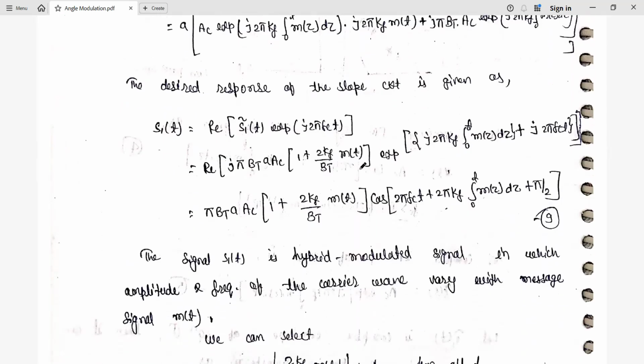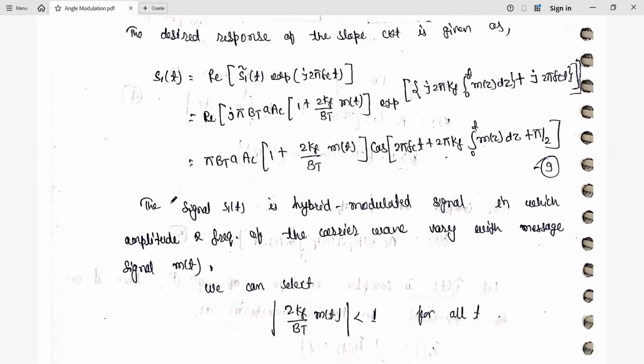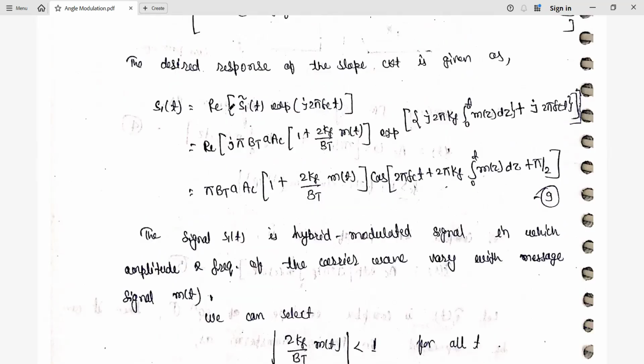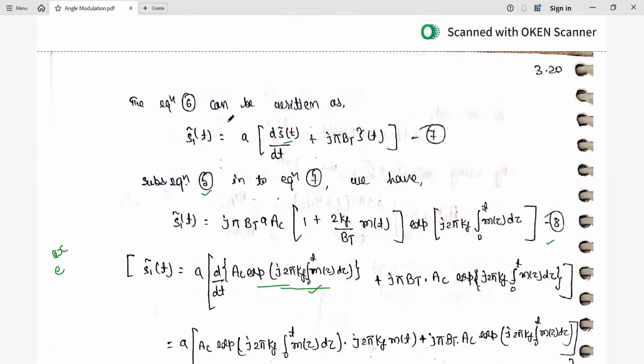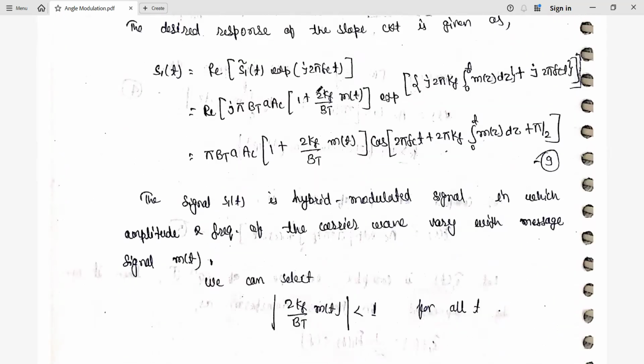Then the desired response of the slope circuit, finally, we can write as s1 of t in time domain: the real part of s1 tilde of t times exponential j 2 pi f_c t. So now if you see, we are substituting the value we obtained here, equation number 8, and multiplying with exponential j 2 pi f_c t. If you have the same exponential, like e to the power x into e to the power y, it can be written as e to the power x plus y. So a similar operation is written here in this part.